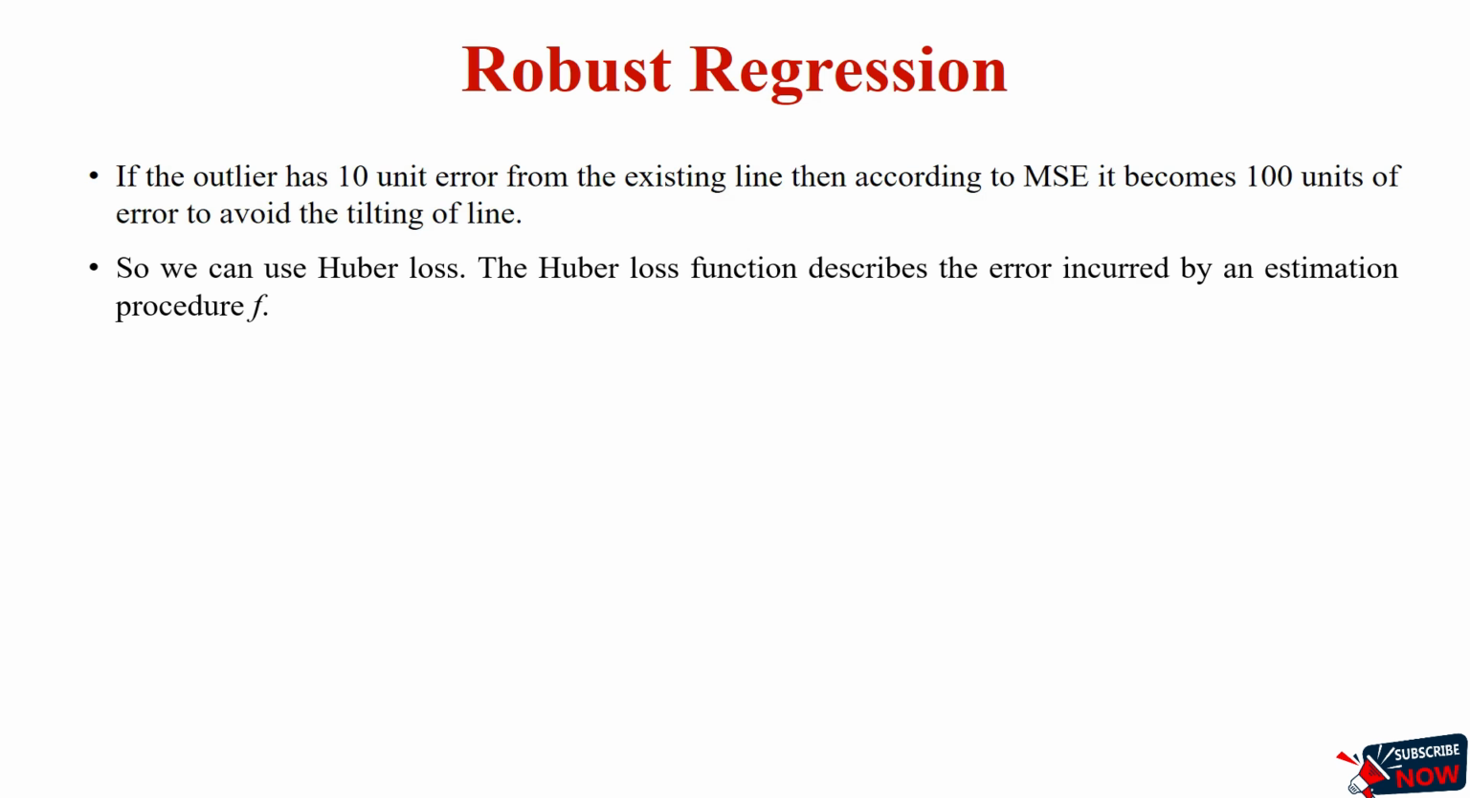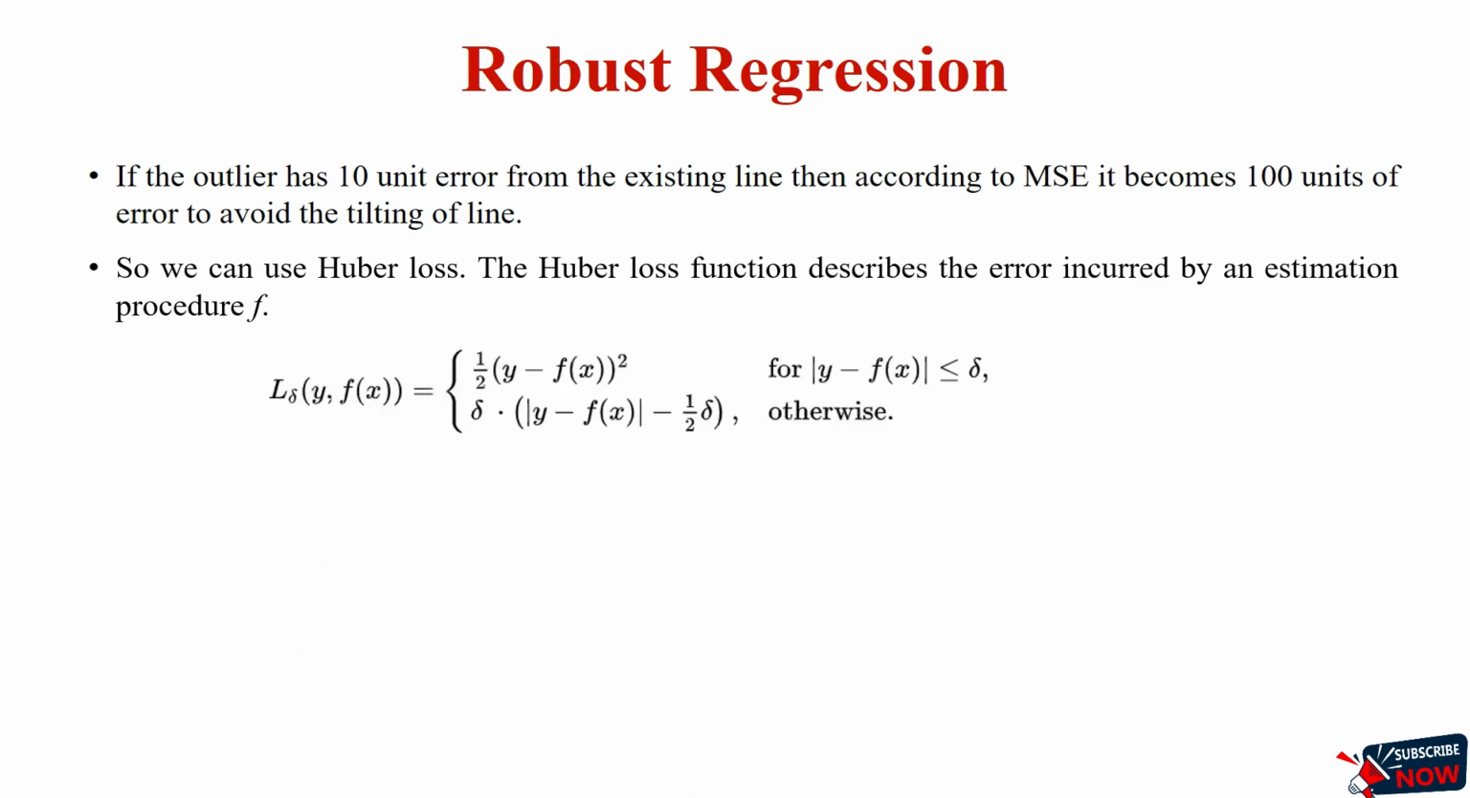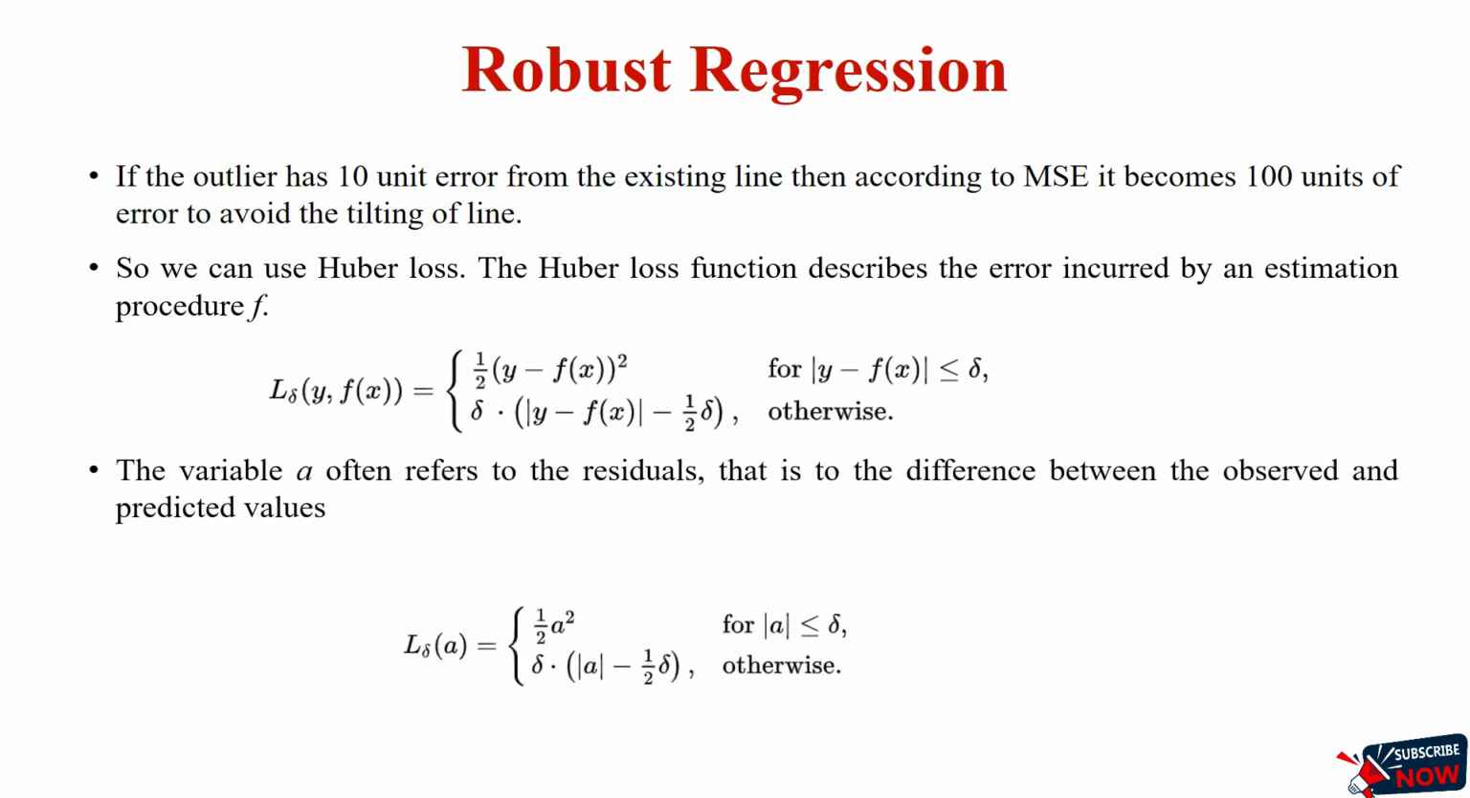To avoid the tilting of the line, we can use Huber loss. The Huber loss function is describing the error, and the estimation procedure is given here. Here the variable a is referring to the residual, that is, the difference between the observed and the predicted values. We maintain a threshold here as delta. Now we are computing this modulus of a, which is the difference between the observed and the predicted value.